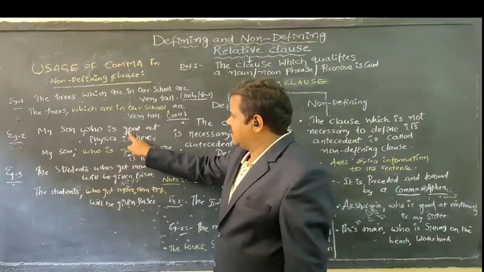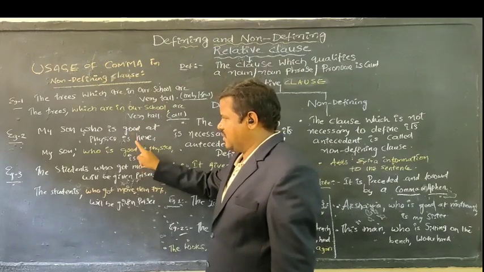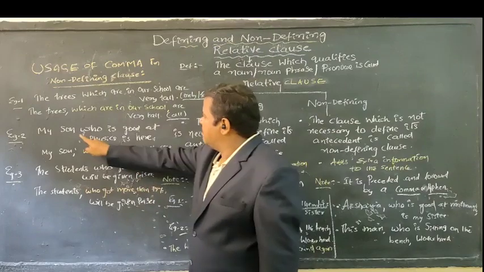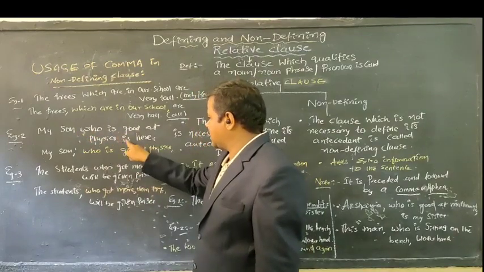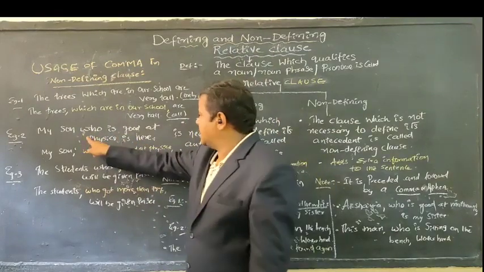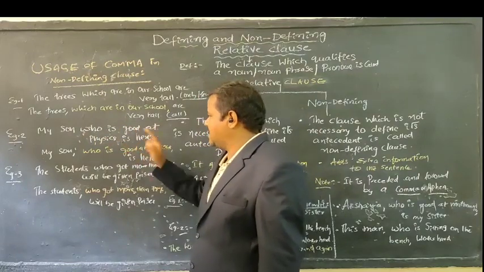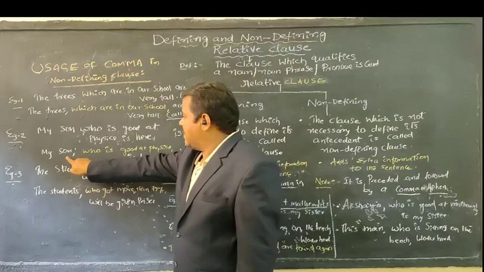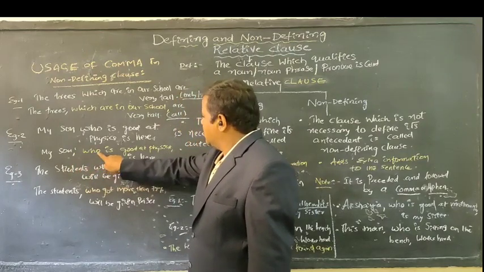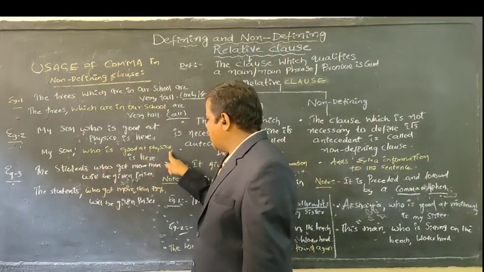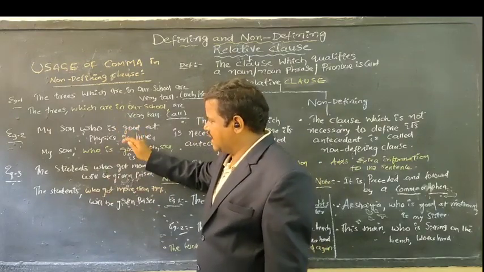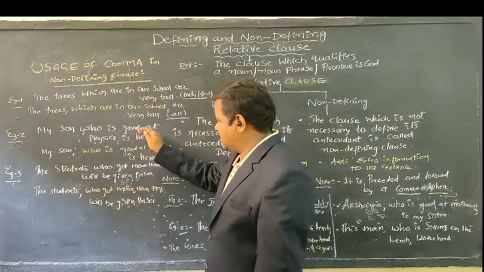See the same sentence with different examples with the defining relative clause and non-defining relative clause. My son who is good at physics is here. In the second sentence, non-defining relative clause: my son, comma, who is good at physics, comma, is here. So that is the difference between defining relative clause and non-defining relative clause.